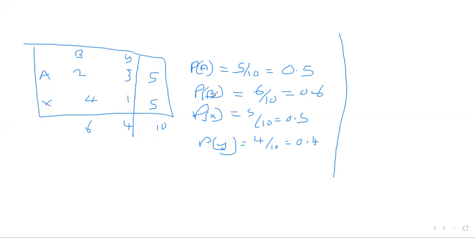Then the intersection of A and B. You go where they meet, A and B, you draw a plus. A and B, they meet at 2 out of the grand total, which is 10, which is 0.2. And X and Y, what is the intersection of X and Y? Where they meet, you draw a plus. X and Y, they meet at 1. So 1 out of 10, which is 0.1.